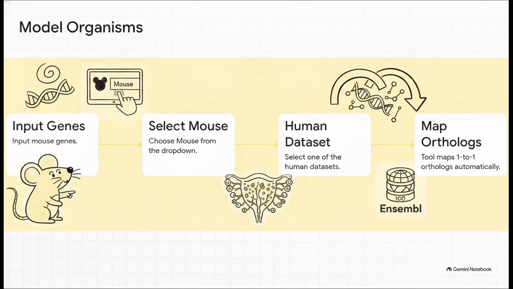Now, what if you're in the lab working with a model organism like mice? No problem. The tool totally has you covered. You simply input your mouse genes, select mouse from the drop-down menu, and pick one of the human data sets. Behind the scenes, the tool automatically translates your input by mapping one-to-one orthologs against the human datasets using the Ensembl version 100 database. It's an amazing feature that seamlessly bridges the gap between animal models and human placental biology.